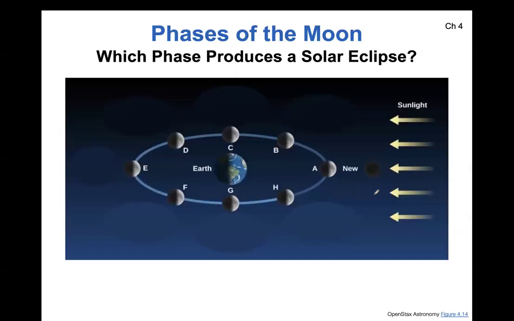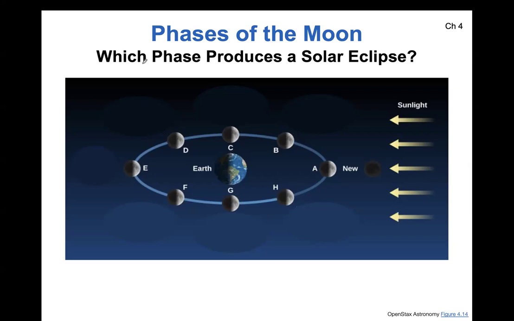Eclipses involve the moon. They always involve the moon. Sometimes they involve the moon blocking the sun. Sometimes they involve Earth blocking sunlight from the moon. And those are the two types of eclipses. And so we'll start by talking about the solar eclipse.